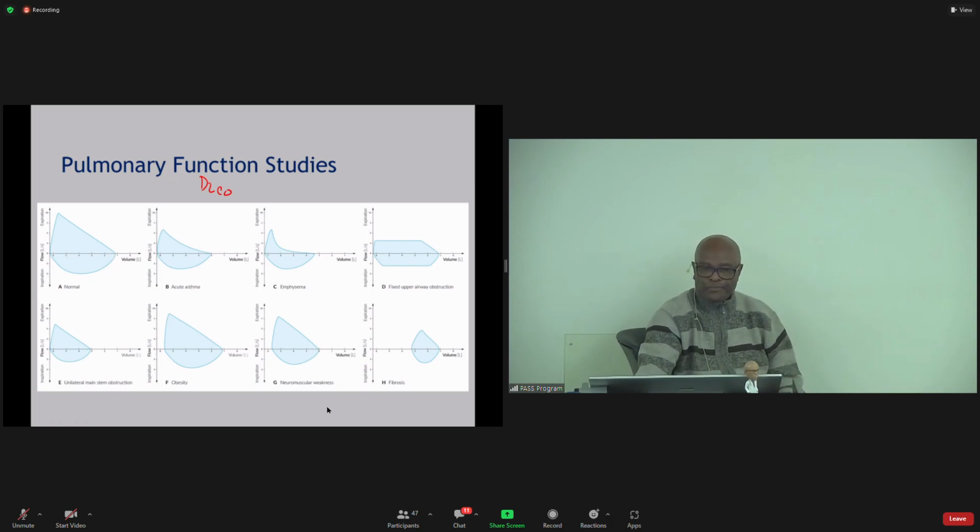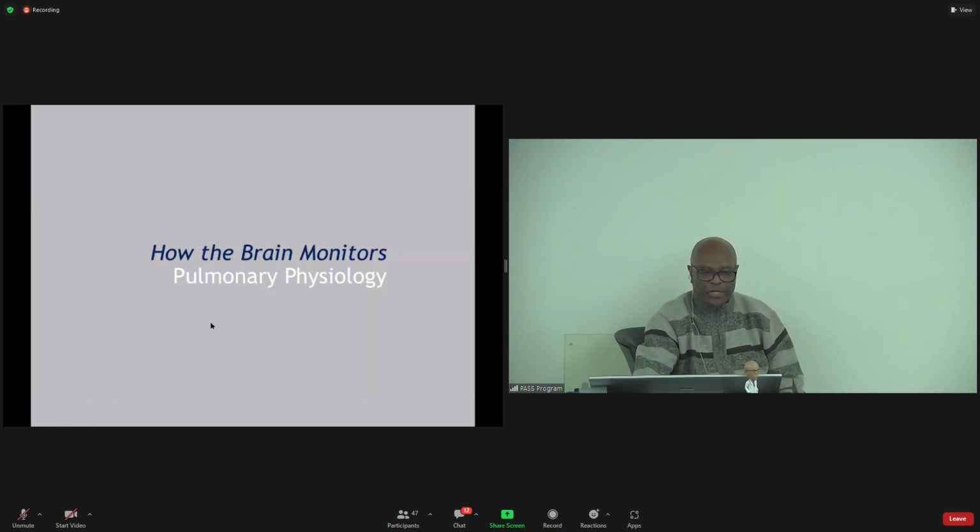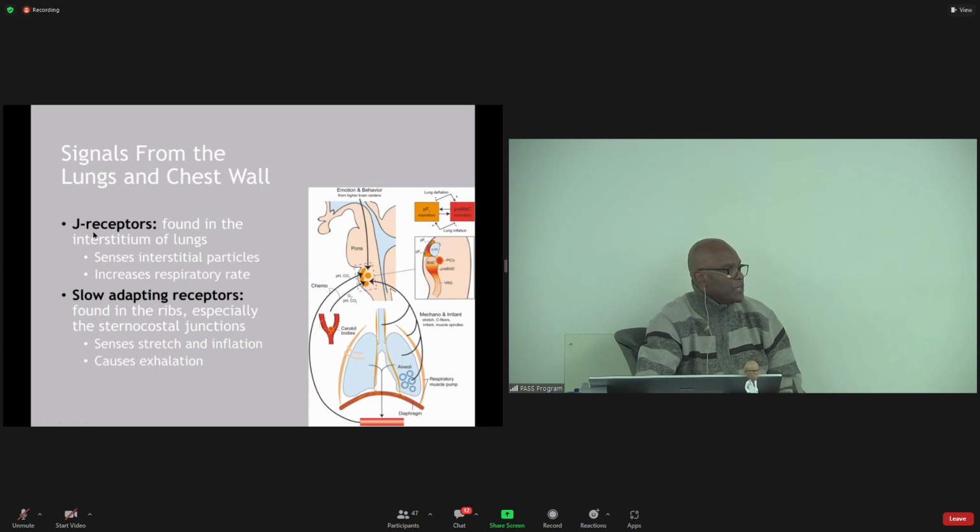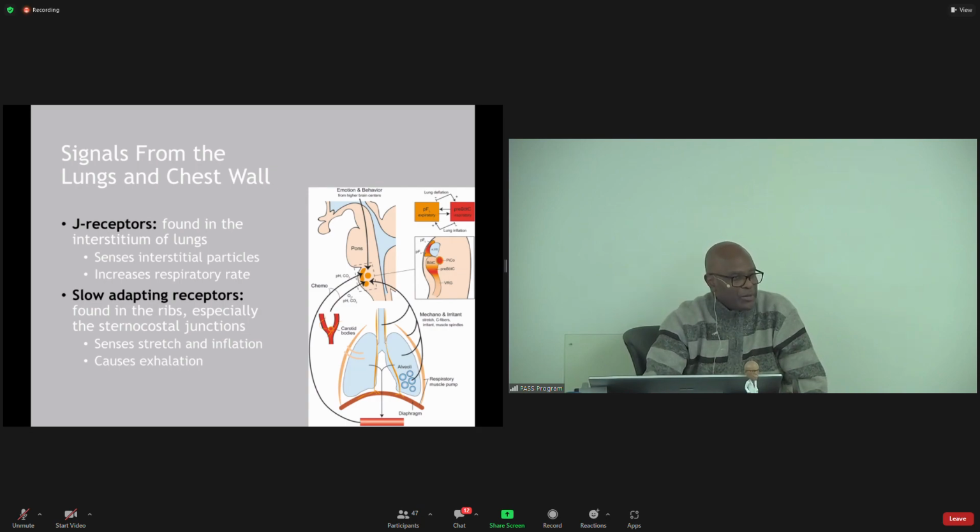All right, good point. Monitoring: J receptors sense anything in the interstitium. That would be all the restrictive lung diseases. They all have interstitial particles. All the pneumoconioses, interstitial particles. Whereas when you have hyperinflation from obstructive disease, the slow adaptive receptors are the ones firing. And that's why you spend more time breathing out, the same way restrictive patients spend a lot more time breathing in. Any questions on those two?